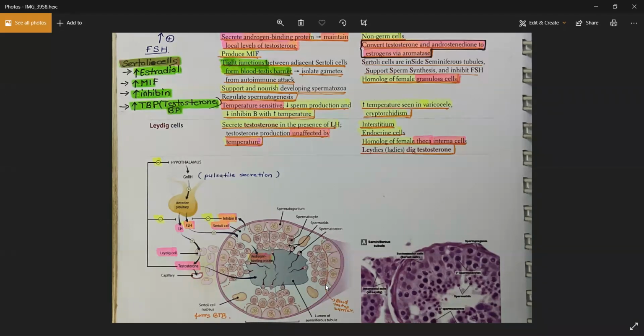Please note, these are Sertoli cells that will form this blood testis barrier. Does anyone remember what junctions will take part in the formation of a barrier, the blood barrier? Tight junctions. The tight junctions will be present in between these Sertoli cells that will prevent the entry of any blood cell, any drug, or any chemotherapeutic agent. Nothing can pass through this barrier. The spermatogonia are present outside it, and all other cells are present inside it.